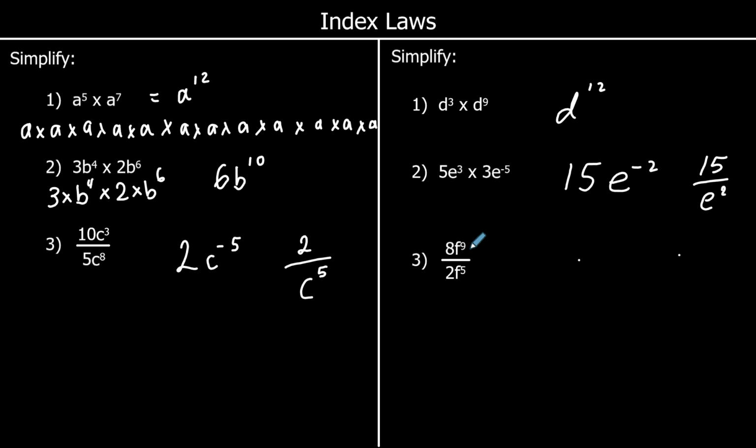And question 3, 8 over 2 is 4. f to the power of 9 divided by f to the power of 5. We take away the powers. That's f to the power of 4.